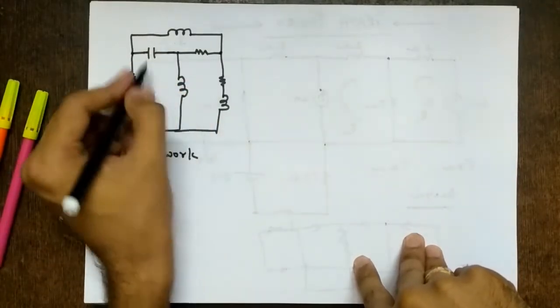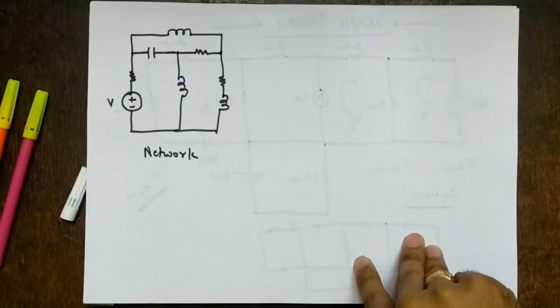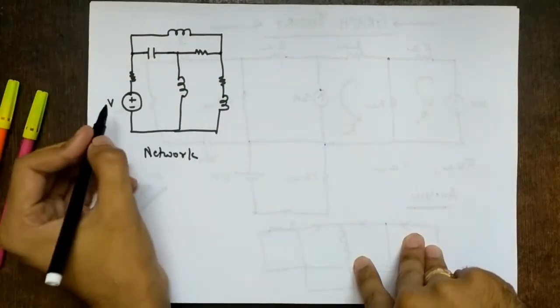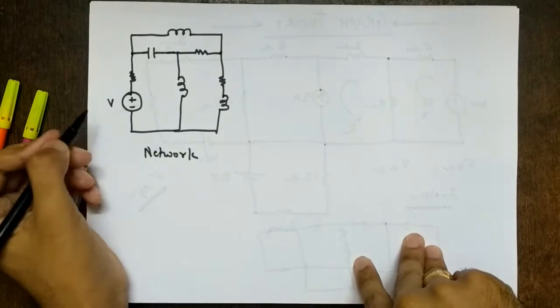So I want to draw a graph for this. What we do is, for resistors, inductors, and capacitors, we just replace them by lines. And if we have a voltage source, we replace it by a short circuit.